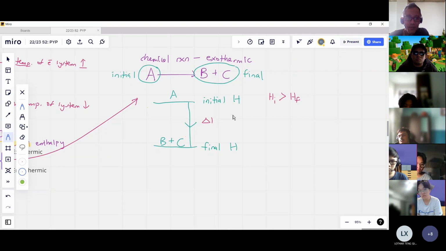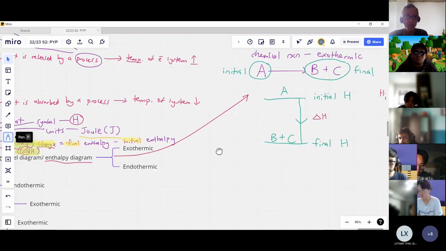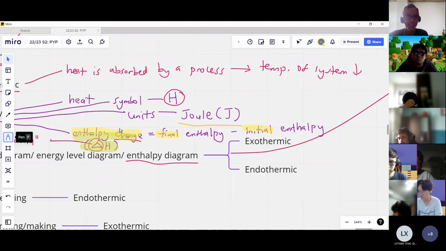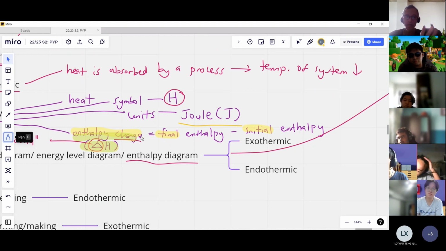Remember this? Delta H? What can you say about delta H? And just to refresh your memory, this is delta H, enthalpy change: final minus initial enthalpy. I don't care what reaction, what process, enthalpy change is always final minus initial.